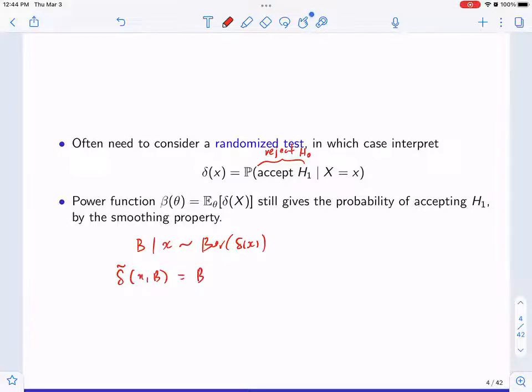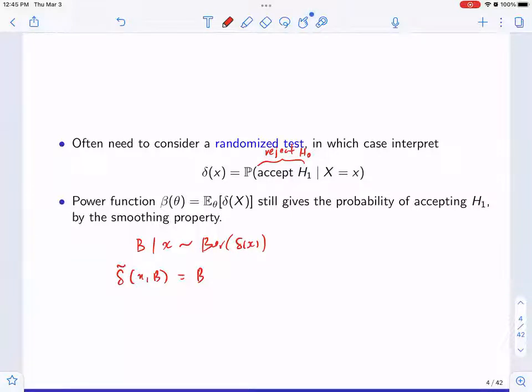Okay, so you can think of a randomized decision rule as a deterministic decision rule, which depends on x and the extra source of randomness, or you can think of it as just giving you the conditional probability of rejecting the null given x. They're just equivalent ways of thinking about it. So this means that delta(x) is something between 0 and 1. I allow anything between 0 and 1 because I'm interpreting it as a probability. You can go ahead and verify using the smoothing property that this formula for the power function is still valid. The power is the probability of rejection.